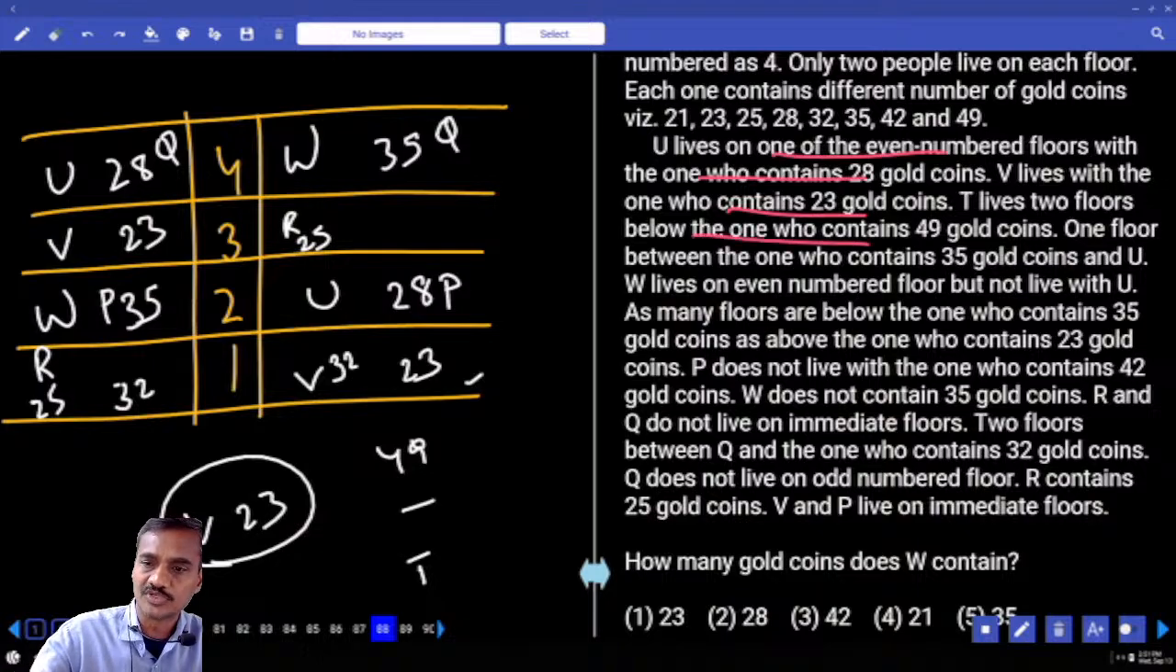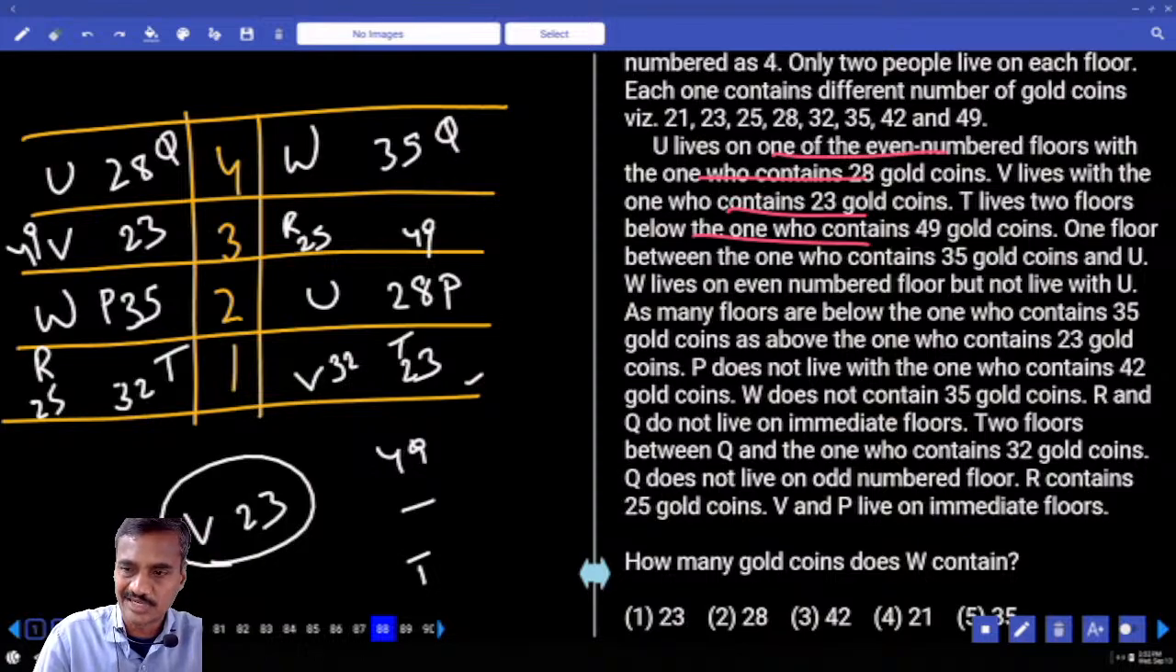T lives 2 floors below the 149. Now T is below the 149. Here 49 is here, and T lives below the 149. Now T lives 2 floors below the 149. Then here it must be T, and 49 must be here. T and 49. 1 floor between 35 and U. U and 35 there must be exactly 1.